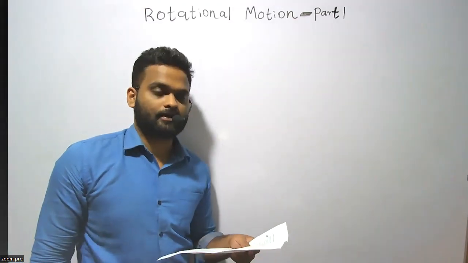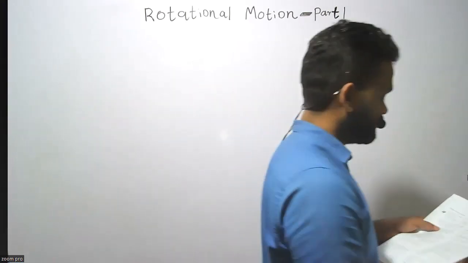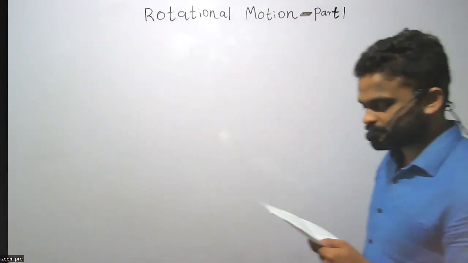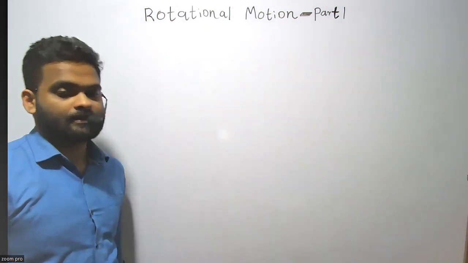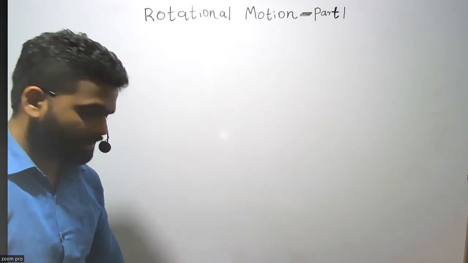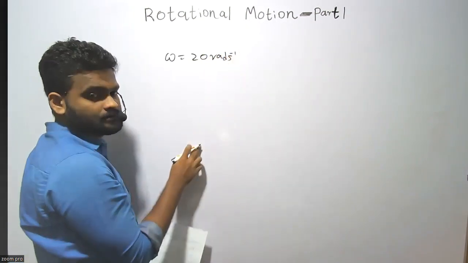Right, then try the second question. I'll give you time. So an object rotates with uniform angular velocity 20 radians per second. Uniform angular velocity, right? 20 rads per second.